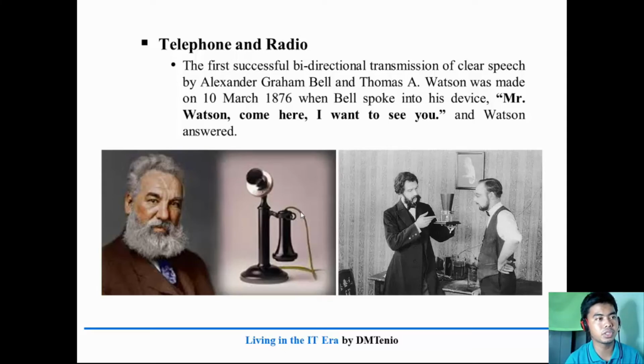So the telephone was invented by Alexander Graham Bell. So the first successful bidirectional transmission of clear speech by Alexander Graham Bell and Thomas A. Watson was made on March 10, 1876 when Bell spoke into his device. "Mr. Watson, come here, I want to see you." And Watson answered. So that was the very first words or message transmitted on the telephone. This is Alexander Graham Bell.